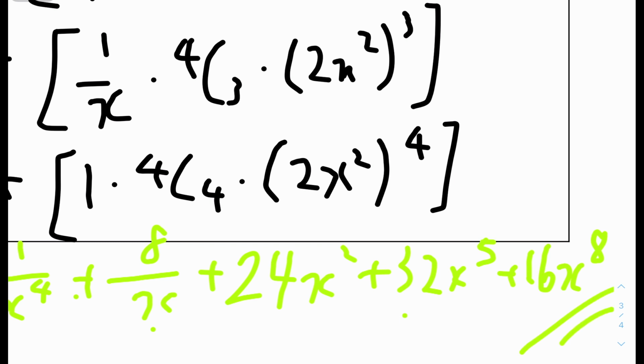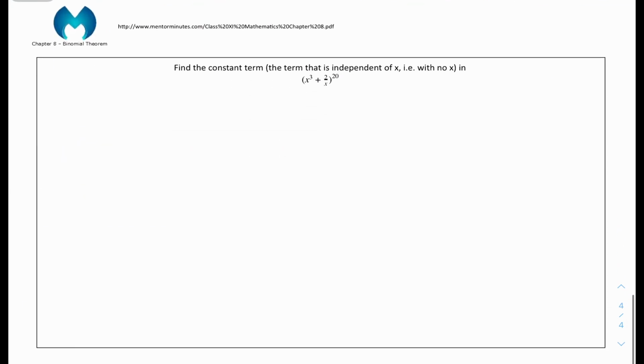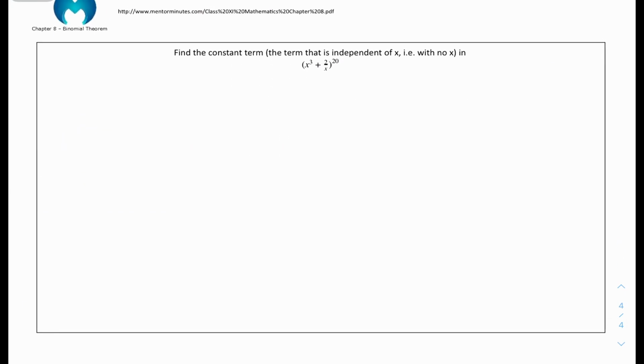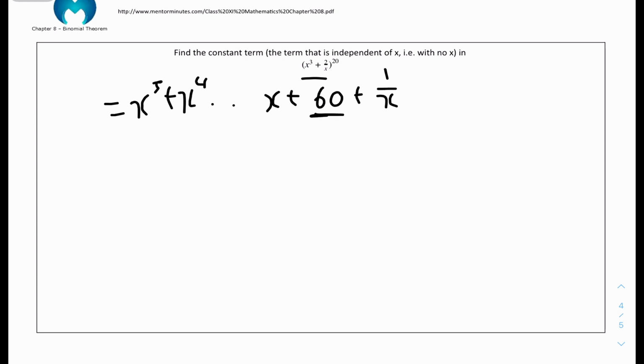And that's the answer. And moving on to the last question, find the constant term, which is a term that's independent of x, with no x in this value right here. So remember, as I said just now, independent of x is where the value has no x, it's just a constant. Like it could be x to the power of 5, x to the power of 4, blah blah, x plus 60 plus 1 over x. This term right here is independent of x because it has no x value attached to it, it's a constant.